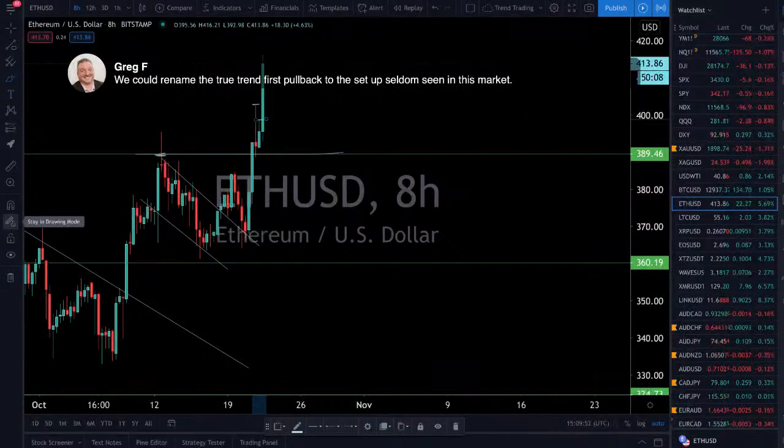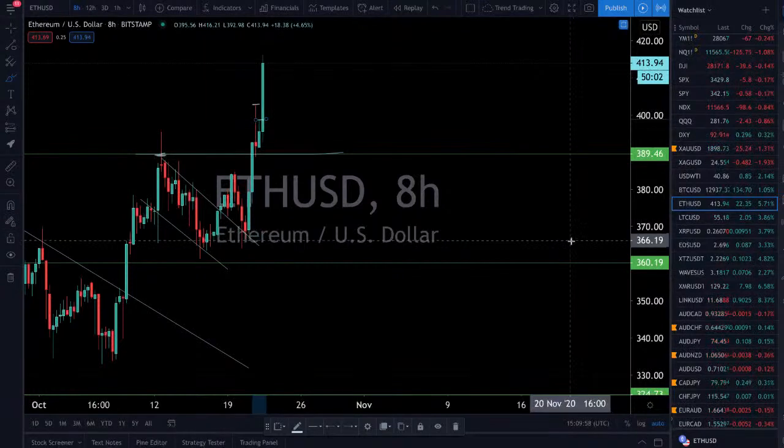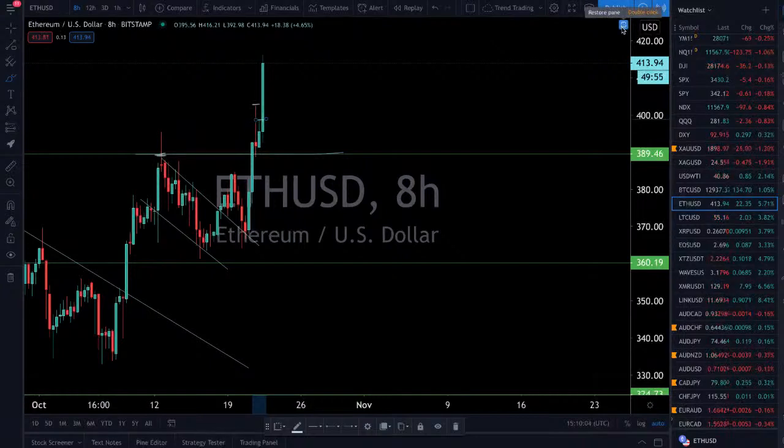We could rename the true trend first pullback to the setup seldom seen in this market, right? And that's why they're important trades, by the way. You might not see them too often in Bitcoin or crypto coming up in the bull market, but they're so important exactly because it's the start of the sweet spot of a trend, right?